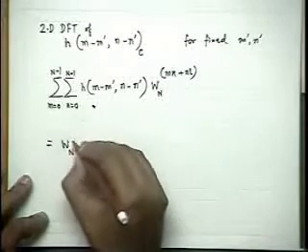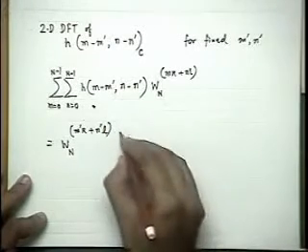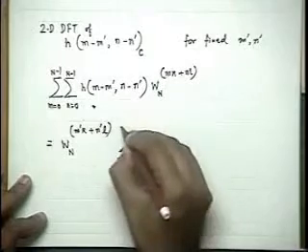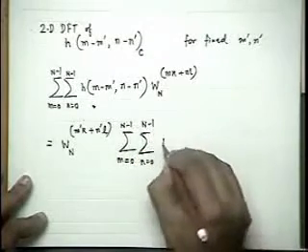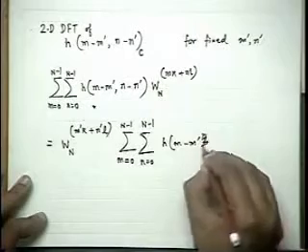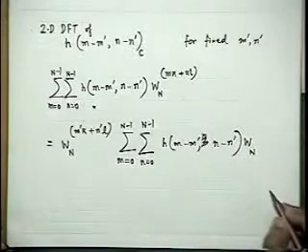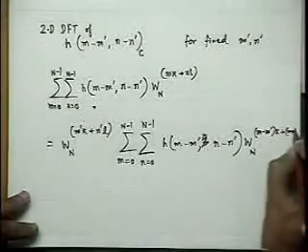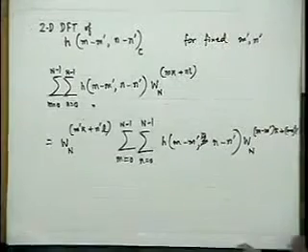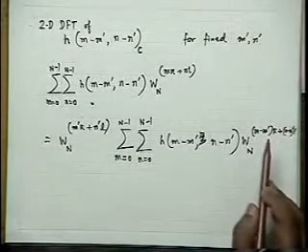So see what I do: I will simply take W to the base N, m prime k plus n prime l, this term I take outside, and within the summation I get summation m equal to 0 to N minus 1, summation n equal to 0 to capital N minus 1, h of m minus m prime, comma, n minus n prime, multiplied by W to the base N, what? m minus m prime into k plus n minus n prime into l. Okay, this is what I get.